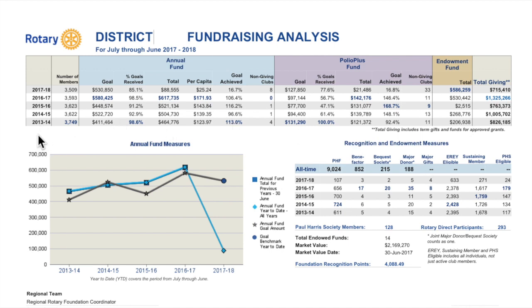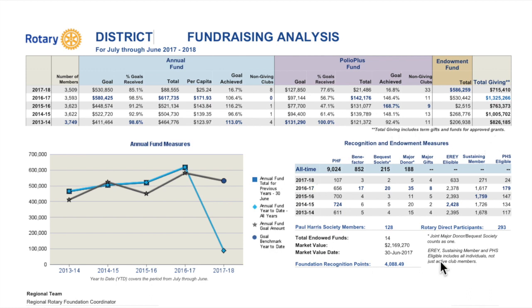This column, as I mentioned, is the 5 years. For each of the 5 years, you have the number of members in your district. The blue area covers the annual fund, so you see the beginning goals entered, percent of goals achieved, your total actual giving per capita, percentage of the goal achieved, and then your non-giving clubs. Same kind of configuration for Polio Plus: your goals, percentage achieved, your actuals, goals, and the number of non-giving clubs. This column represents the endowment fund, so any large outright gifts, named gifts, term gifts that have come in during that respective year, and then finally the total giving, which would include any club cash towards grants.